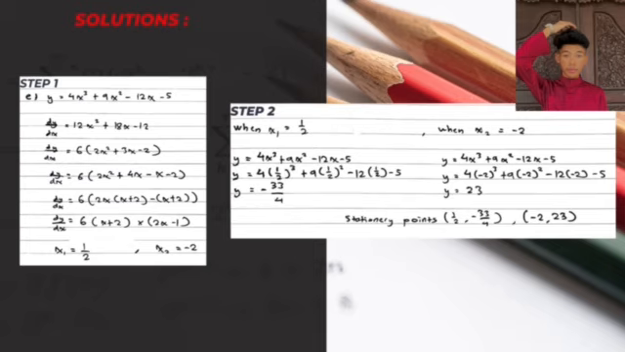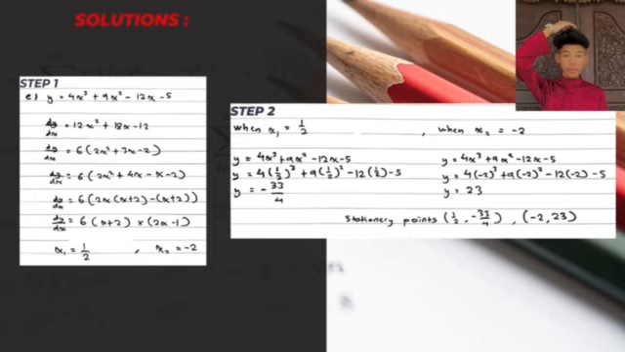Meanwhile, when x2 equals −2, y equals 4x³ + 9x² − 12x − 5. And then y equals 4(−2)³ + 9(−2)² − 12(−2) − 5. And then we got y2 is 23.